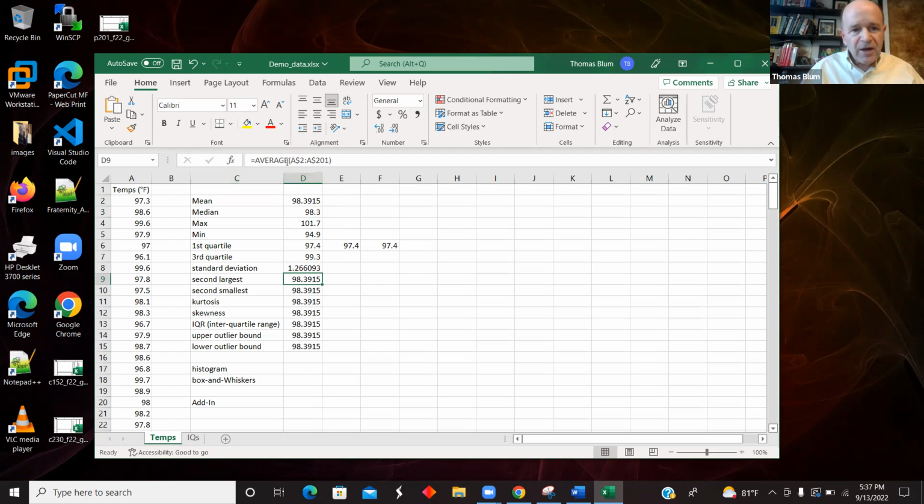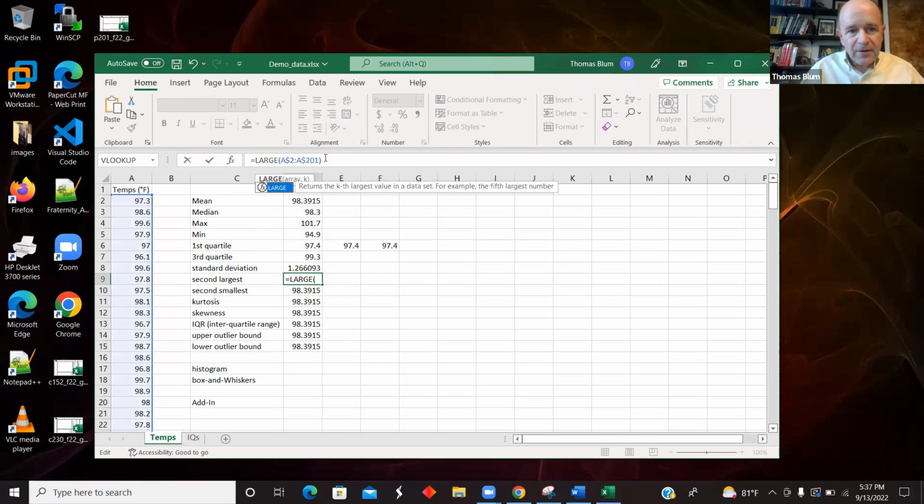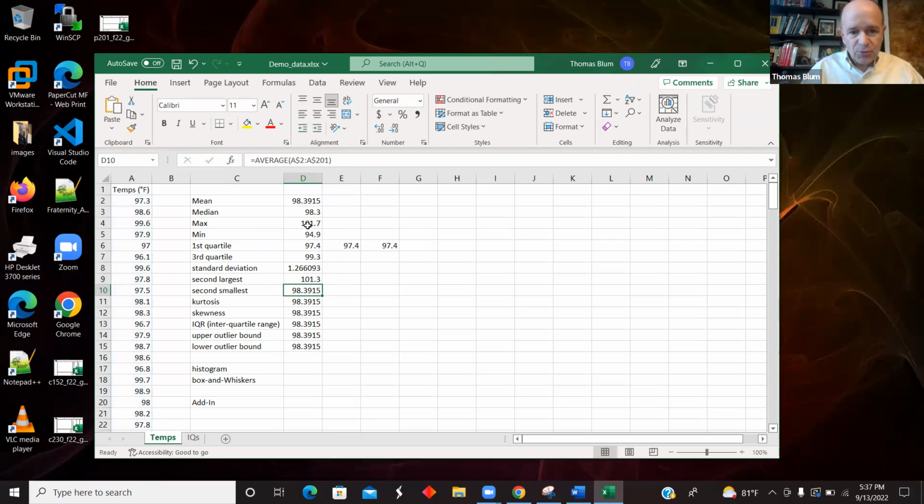Okay, so now we found it with the max, the largest, but there is a large function, and then you say which one you want. So I want, in this case, the second largest. So the largest was 101.7. The second largest is 101.3. There's also, for the second smallest, a similar thing.